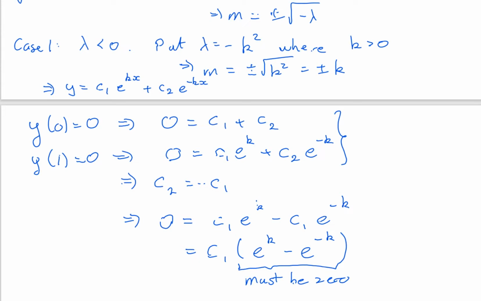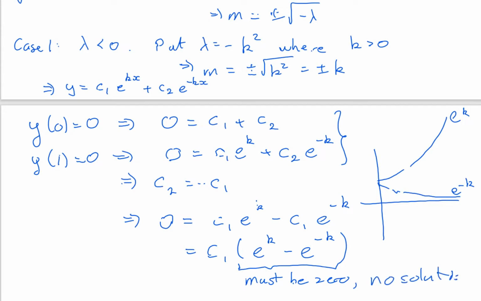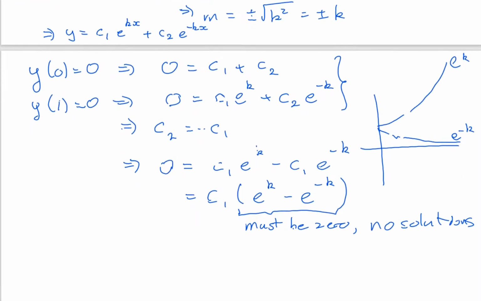Well, if I graph those two functions, e to the k looks like that. e to the minus k looks like that. They're never equal. e to the k minus e to the minus k is never equal to 0 when k is positive. So I did all that work in case 1, and all I found was that there are no solutions when lambda is less than 0. So I carry on.